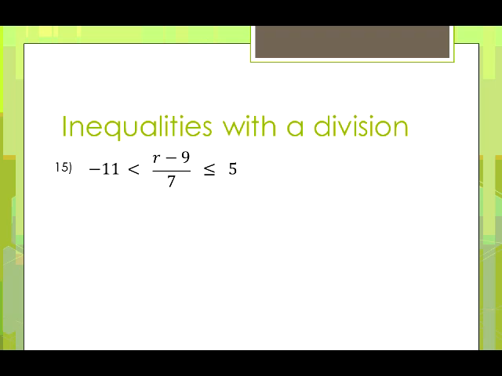So we're given the inequality. Negative 11 is less than the quantity r minus 9 divided by 7, which in turn is less than or equal to 5. And to solve this, we can't get rid of the constant negative 9 first because both parts, or the entire quantity, is divided by 7. So we need to undo that division first.